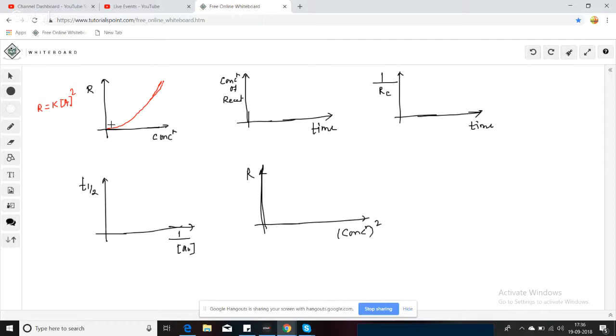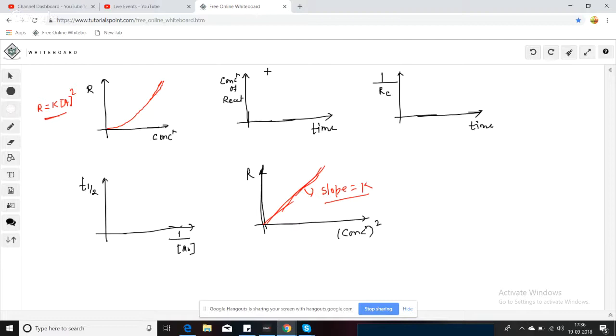Now this rate and concentration square, from this relation only, what we'll write? It is a straight line passing through origin. And the slope of this is the rate constant K. Correct? Concentration of reactant and time graph.